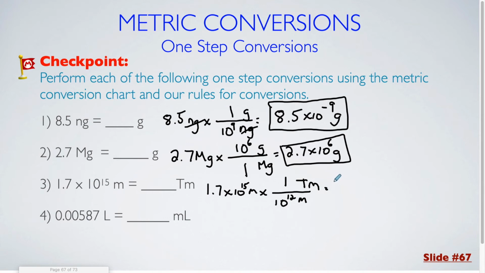So we end up with 1.7 times 10 to the 15th, but then we are multiplying by 10 to the negative 12th. You should remember from our lesson on scientific notation that when we're multiplying like this, we actually add our exponents together. So to the 15th power and to the negative 12th power, that's going to come out to the third power. So 1.7 times 10 to the third.